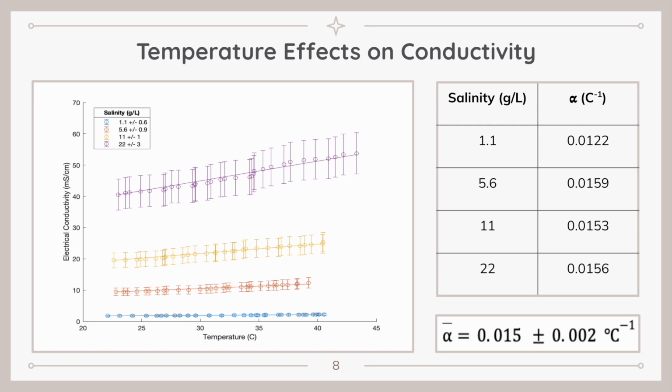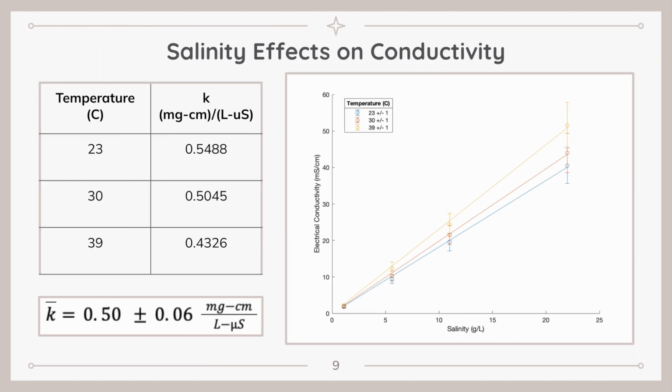We can see that alpha kind of stabilizes with our higher values of salinity, suggesting it is not temperature dependent. Next up, we have a plot of our electrical conductivity versus salinity for 3 different temperatures.